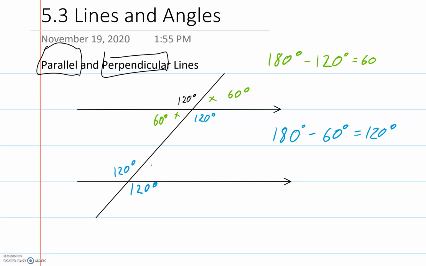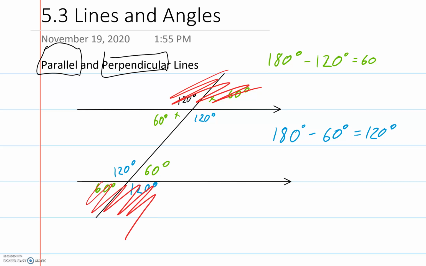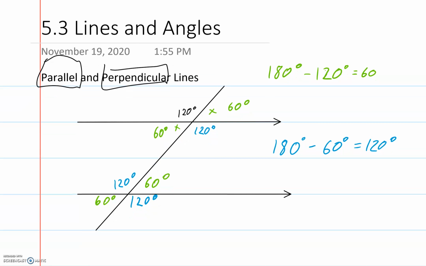And the same sort of rules apply. So if you're missing the top up here and you're missing the bottom down here, you can still do this rule where the 60 is the same as the 60 across and the 120 same as the 120 across, but you have to just be careful that you're doing the right spot. It's always opposite angles. And that is pretty much everything you need to know about parallel and perpendicular lines.